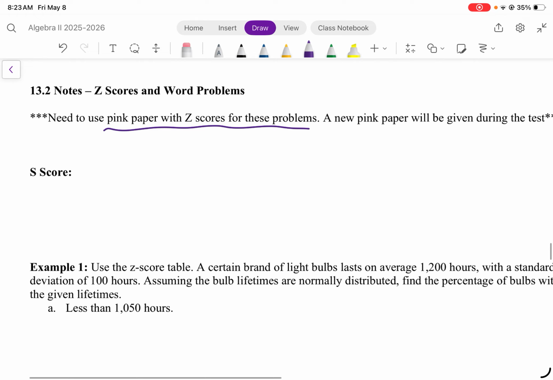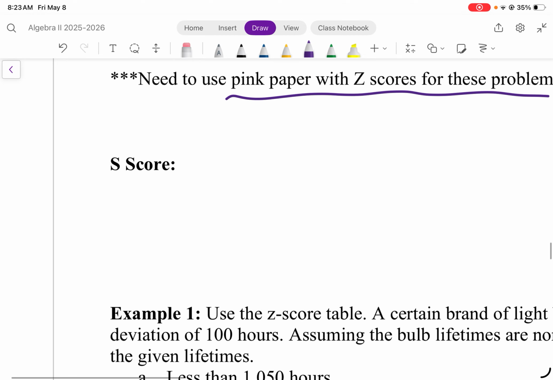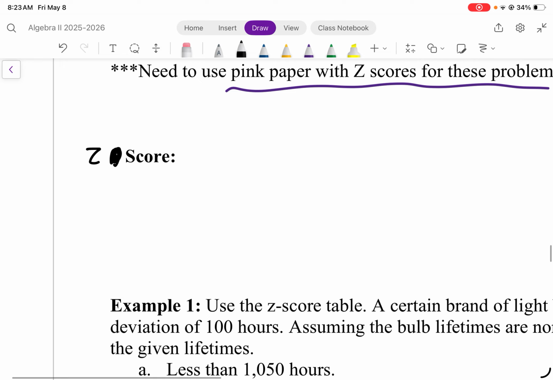Just a heads up, you can write on the paper that you are given for the z-scores today. You will be given a new one for the test that is blank with all of the numbers on there. So feel free to write on it as you need. And then the first part, I already have a typo. This shouldn't say S-score, it should say Z-score. So if you could change that on your notes, that would be perfect.